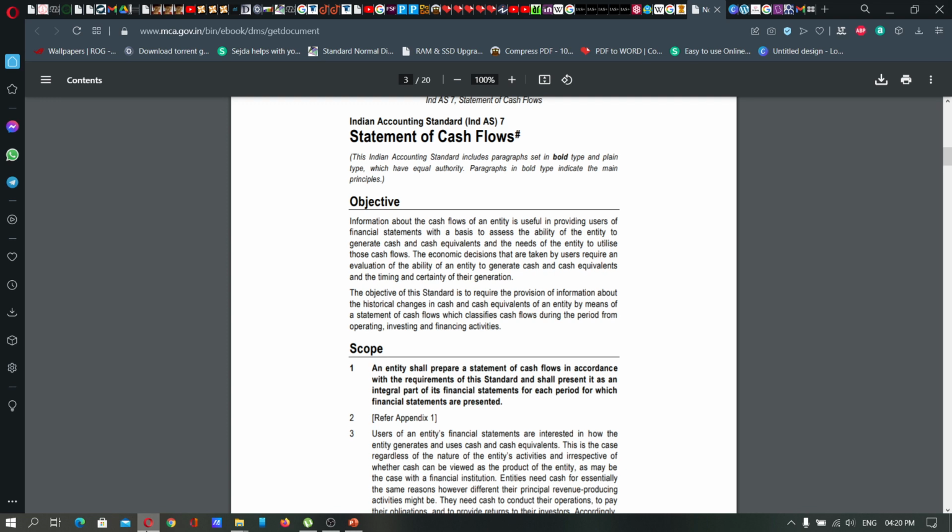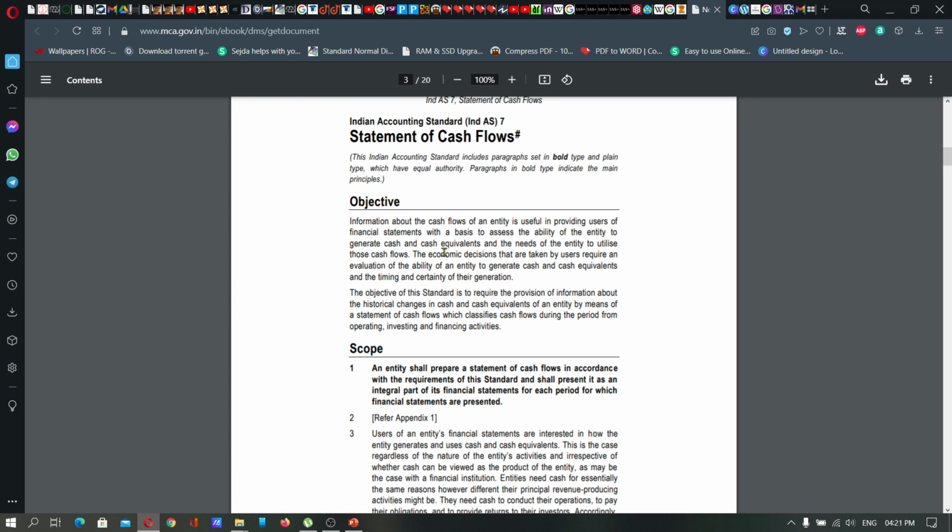So as per this standard, the information about the cash flows of an entity is useful in providing users of financial statements with a basis to assess the ability of the entity to generate cash and cash equivalents and the needs of the entity to utilize those cash flows. One of the main aspects with regard to a concern is what is the liquidity position of the concern. Liquidity means what is the cash position of the concern, how the company can generate cash quickly, whether they have sufficient cash in hand. That is known as liquidity.